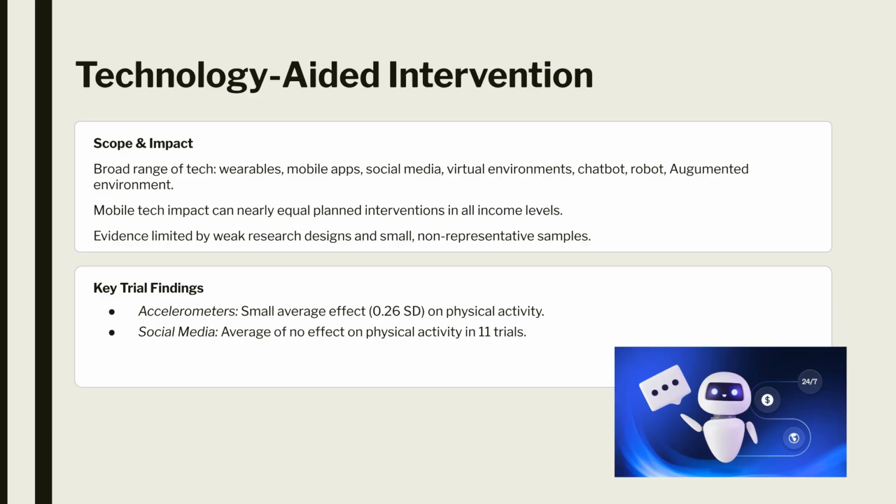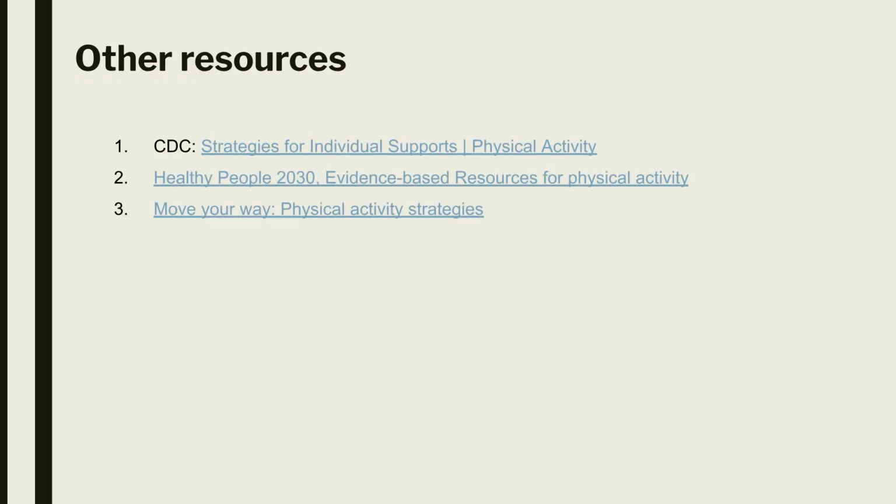To summarize, evidence-based interventions for promoting physical activity can be categorized into three main types: campaign and informational approaches, behavioral and social approaches, and policy and environmental approaches. In addition to these well-established strategies, technology-based interventions have become increasingly popular in recent years. However, more high-quality evidence is still needed to fully evaluate the effectiveness of digital technologies in promoting physical activity. There are also additional evidence-based intervention resources available for your reference.